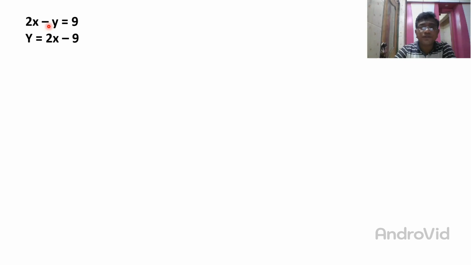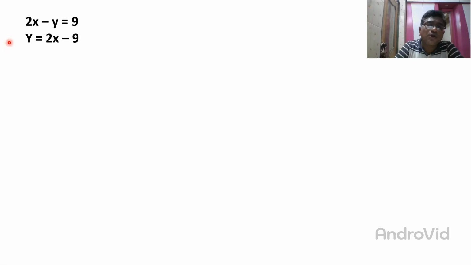See, this is the -y. So that -y goes across, it becomes plus y. So this 2x remains as it is. But across the equal sign there is 9. So 9 is positive, so when that goes across, it becomes minus. So y is equal to 2x minus 9. This is the equation you are getting here. So y is equal to 2x minus 9.